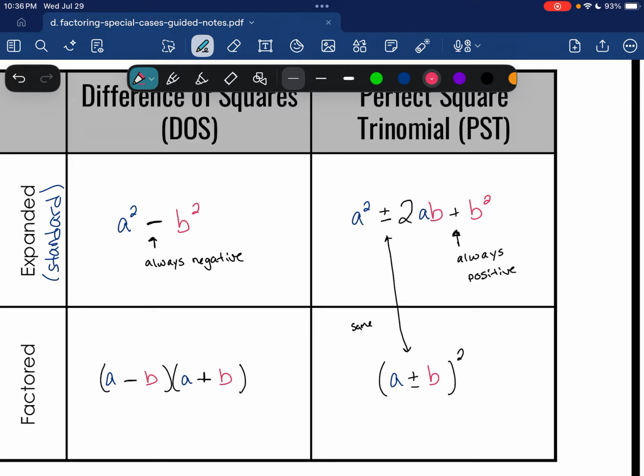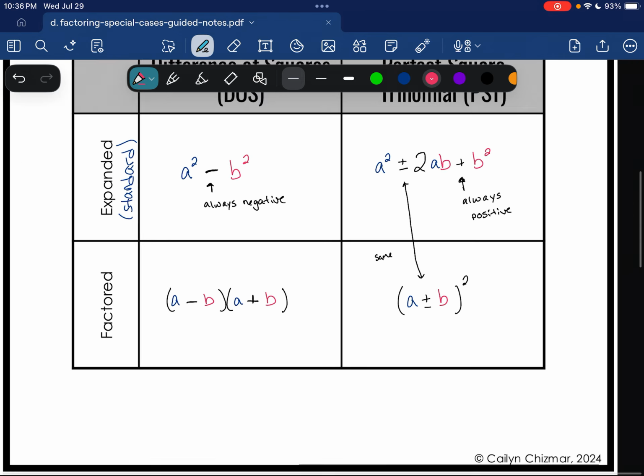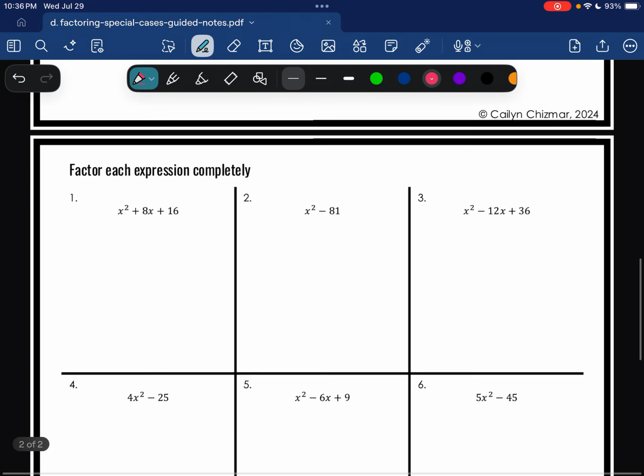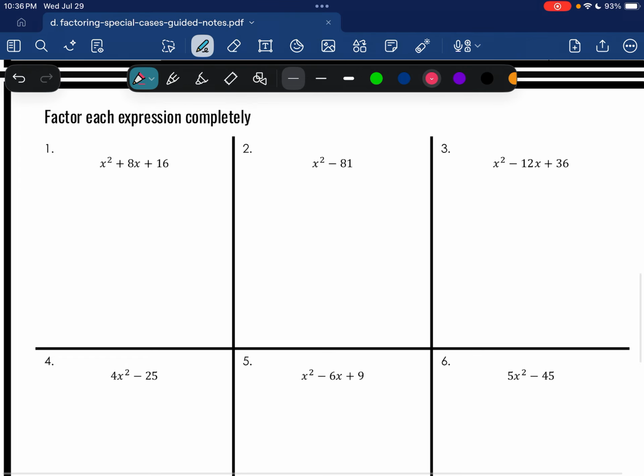All right, so on the back we're going to factor each of these. So what we're doing is we're practicing rewriting these as the multiplication forms. And so what we need to do is these are all going to be either a difference of squares or a perfect square trinomial, and we need to determine which is which and go from there. So this first one is going to be a perfect square trinomial, and I'll walk you through how I knew that.